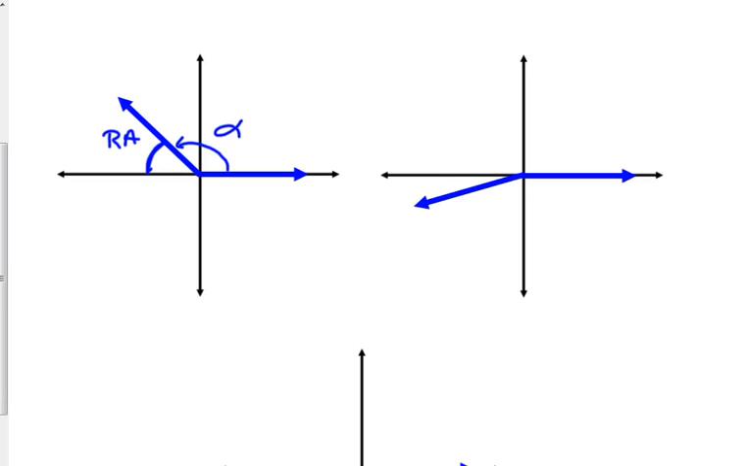Okay, perfect. It is 180 minus the alpha, and that's if it's in degrees. If it's in radians, then we would do pi minus the alpha.